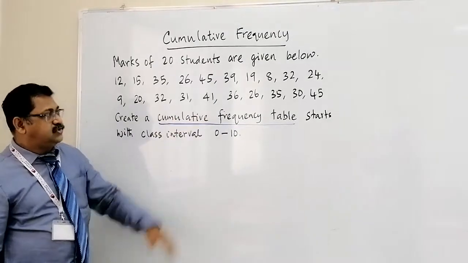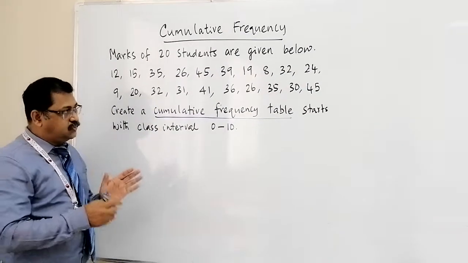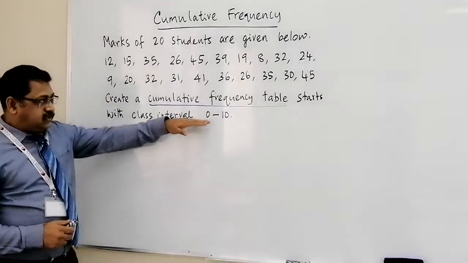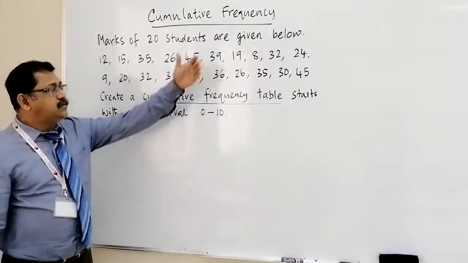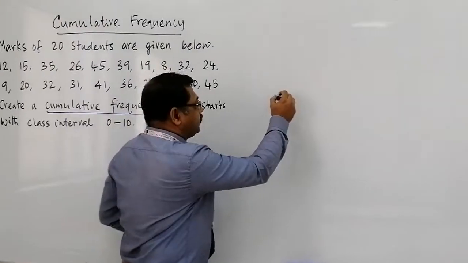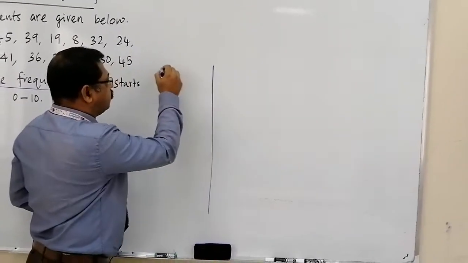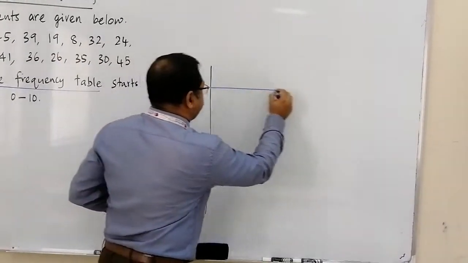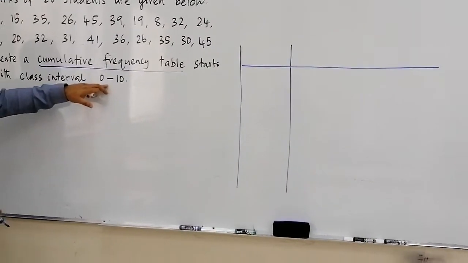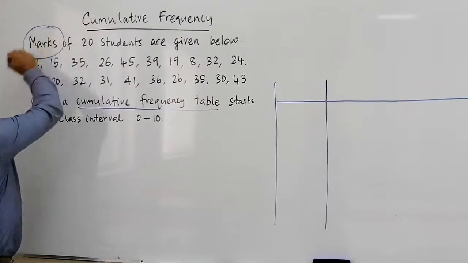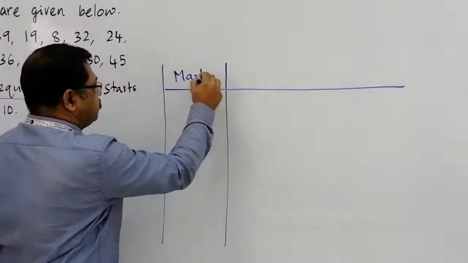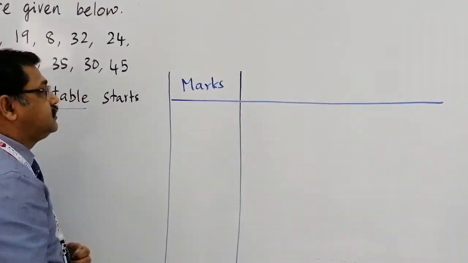A cumulative frequency table means this data we are going to classify in a table with the classes, the frequency and then the cumulative frequency. So we need columns for each. The first one is the classes. The classes actually represent the marks, so we can write it as marks. So here, the classes of marks.